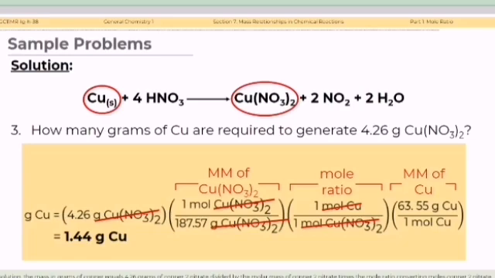If you need guidance in how this value was calculated, you may check your periodic table for the value of the molar mass of elements and refer to our previous discussion on calculating molar mass of compounds. The mole ratio to be used is 1 mole copper per 1 mole of copper nitrate, and the molar mass of copper is 63.55 grams per mole. Simplifying the equation, we obtained 1.44 grams of copper.